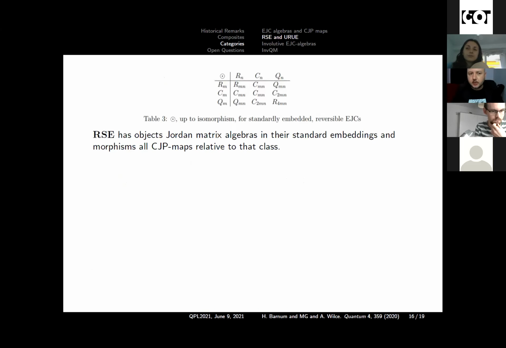So here are some examples. The category RSE is basically obtained via the CJP construction of the Jordan matrix algebras in their standard representations. Here's how the tensor products work: real with real is real, quaternionic with quaternionic is real, and the complex systems almost act as an ideal. You'll notice that if anything interacts with the complex system, it becomes complex.